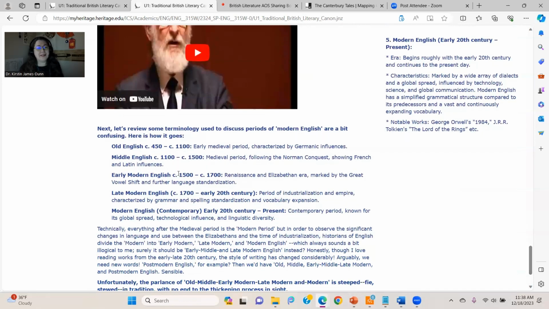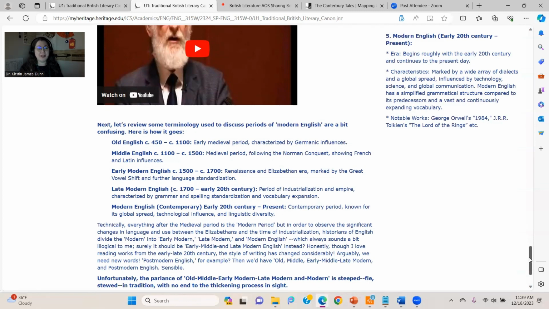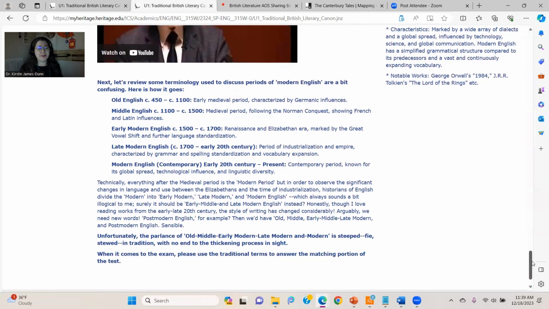So in Old English, that's the Beowulf period that we're talking about, we have Common Era 450 to about 1100. Then Middle English, we come into the medieval period. Early Modern English 1500 to 1700. Late Modern English 1700 to early 20th century. And Modern English, contemporary. So technically, everything after the medieval period is modern period English, but in order to observe the significant changes in language and use between the Elizabethans and the time of industrialization, historians of English language tend to divide the modern into early and late, and then just plain modern English or contemporary English, which always sounds a bit illogical. I mean, surely it should be early, middle, and late modern English instead.